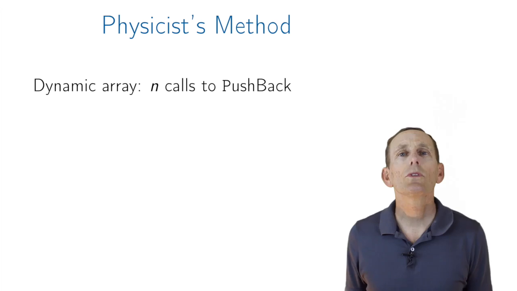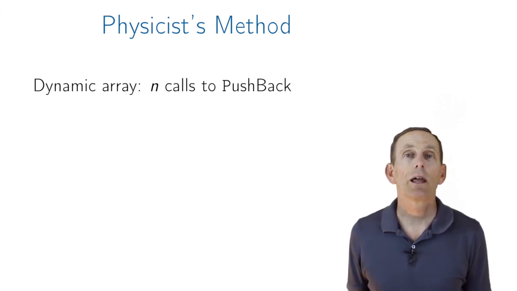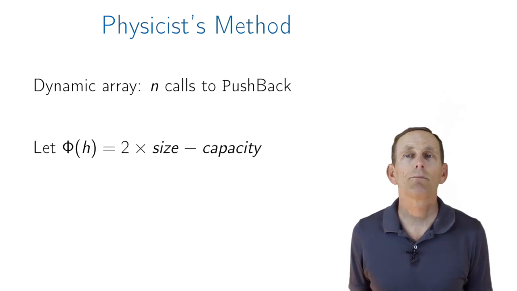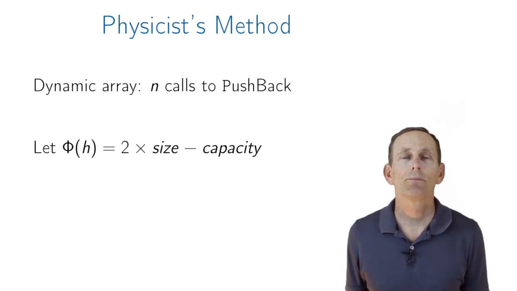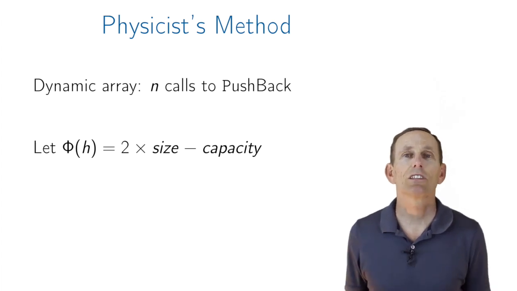So let's look at applying this physicist method to the dynamic array. We're going to look at n calls to pushback. Phi of h, at any given time, for the data structure is going to be 2 times the size minus the capacity. So as the size increases, the potential is going to be increasing for a given fixed capacity.